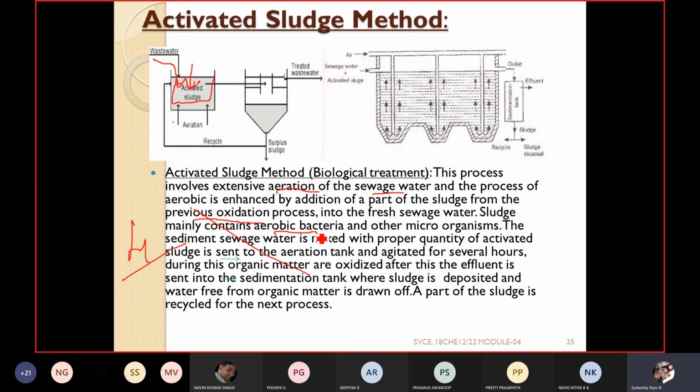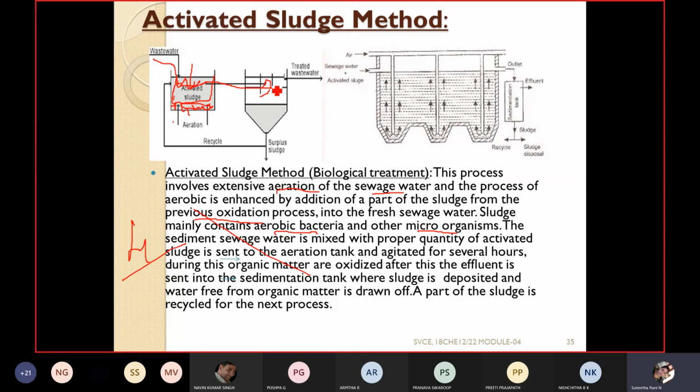It mainly contains aerobic bacteria and microorganisms. In the presence of bacteria and microorganisms, it undergoes biological oxidation, and the oxidizable impurities in the wastewater settle at the bottom of the chamber. Once it settles at the bottom, it gets activated. These microorganisms get activated and it undergoes oxidation, and after oxidation, those parts settle at the bottom and pure water floats on the chamber. This water is collected into the next chamber.